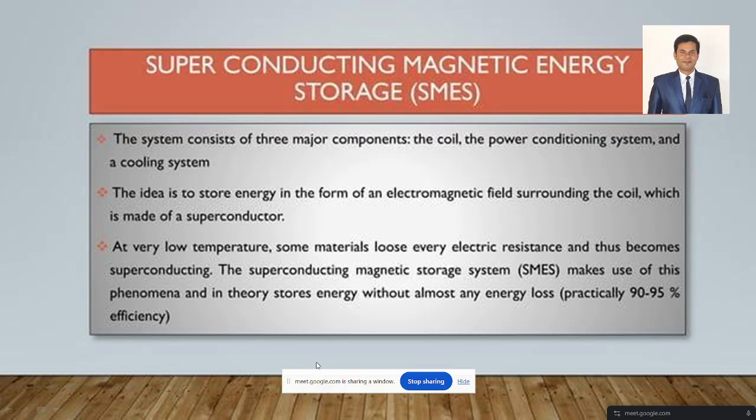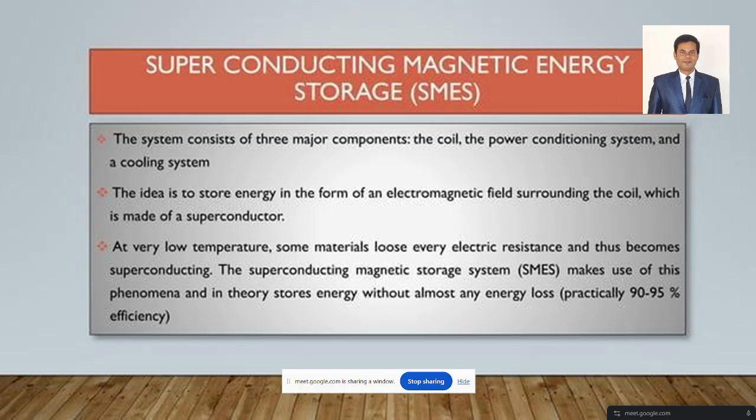All right. At very low temperature, some materials lose their electric resistance and thus become superconducting. So when any material loses its resistance, it goes to a very low temperature. That is one advantage, where you can have storage that makes use of this phenomenon to store the energy without almost any losses, right?